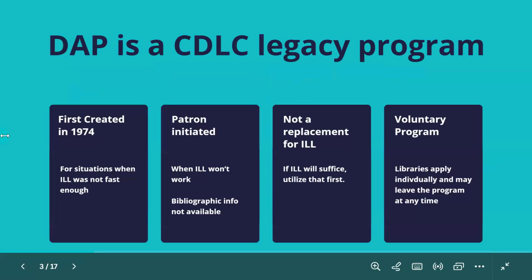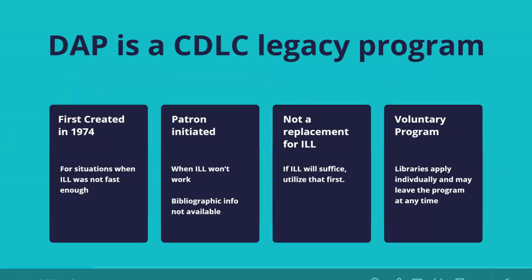All right, so DAP is a legacy program. It's been around a while. It's a few years older than me. First created in '74 for situations when ILL was not fast enough, which makes a lot of sense if you think about it, because people might want to access a journal and they weren't going to be emailed about it. It would take a little bit of time to retrieve it from the stacks and make a copy. And I don't even know what they did. I assume they mailed it.